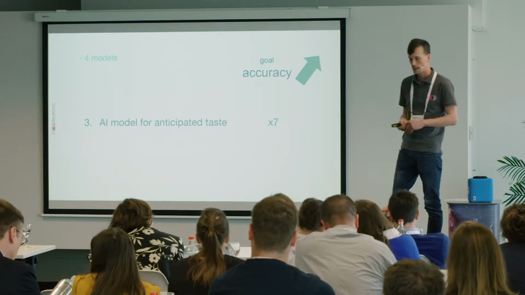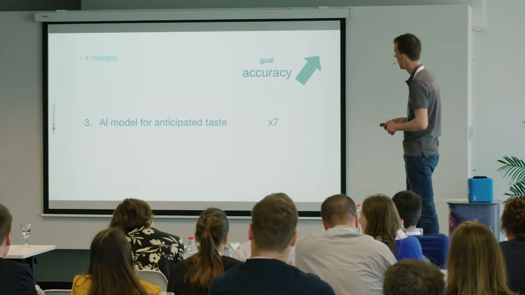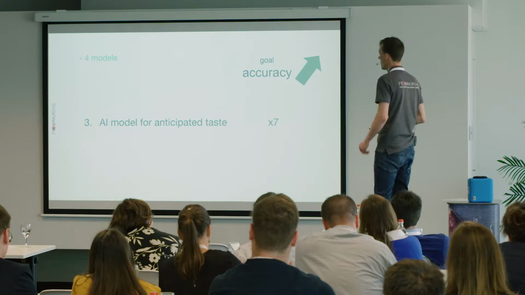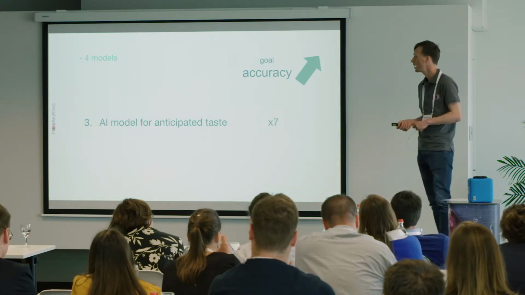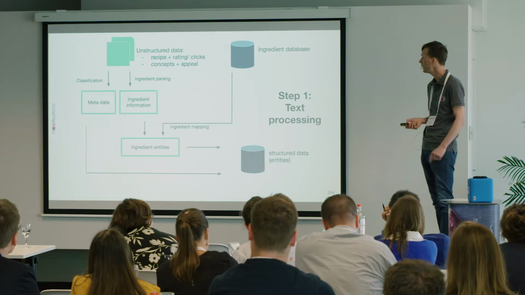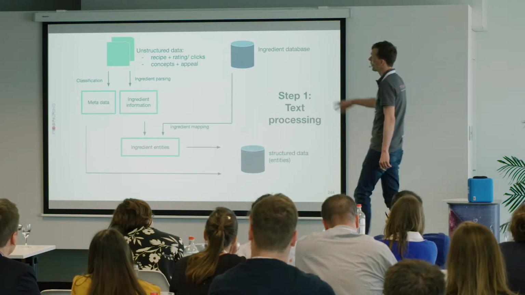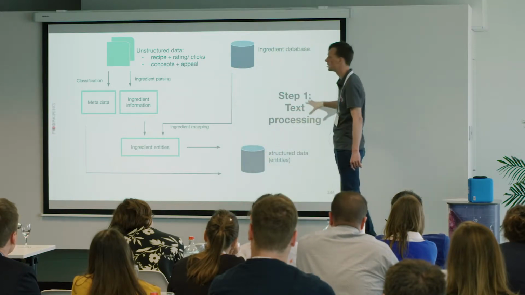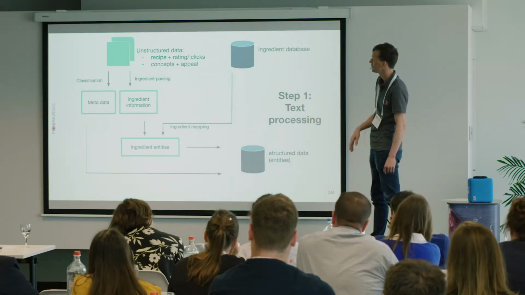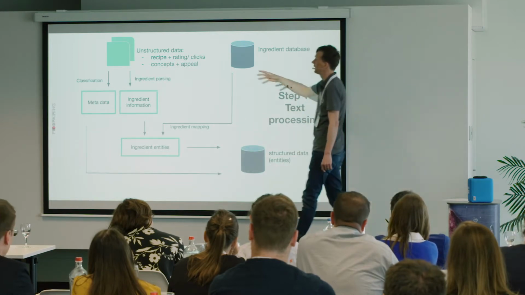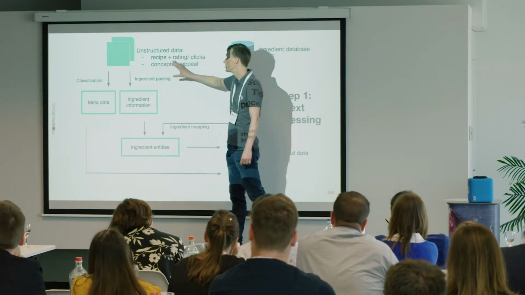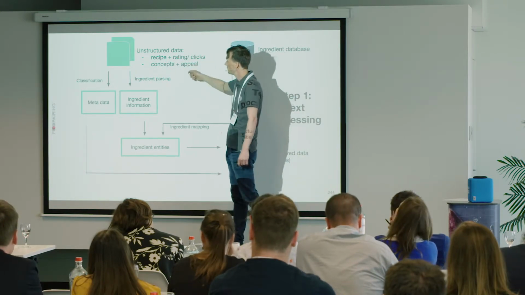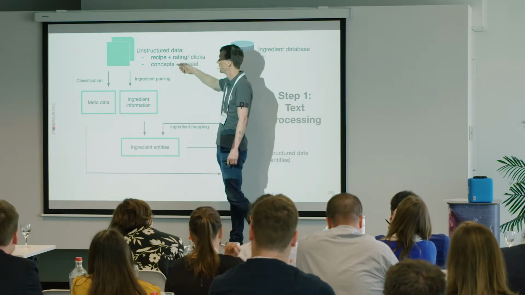The third one is a step higher because it's a trained machine learning model, where we in the first step go for the anticipated taste. So how does that work? Again, we will start from unstructured data, so the text mining that Thomas told about. So we have unstructured data, but it should include hints or information about the appeal or the clicks or the rating of recipes.